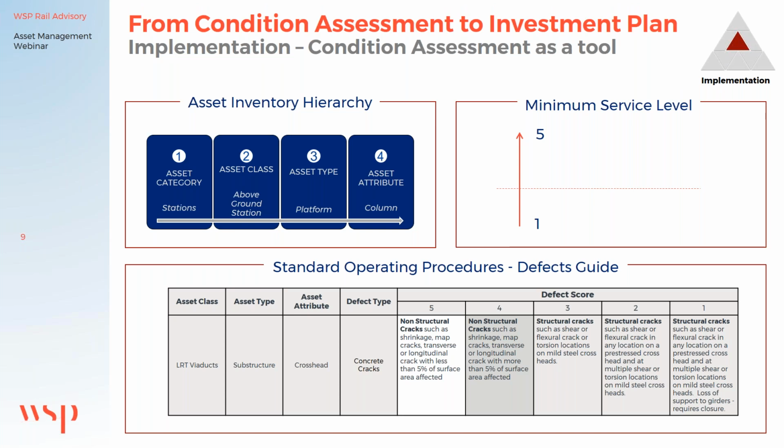The last thing that was very useful here was a defects guide. So basically for all asset attributes, so for a column or a crosshead or a wall, we identified all different types of defects, and we wrote in a guide what's a 5, what's a 4, a 3, a 2, and a 1, so that people across basically the globe were able to categorize defects at the same time in a very consistent manner.